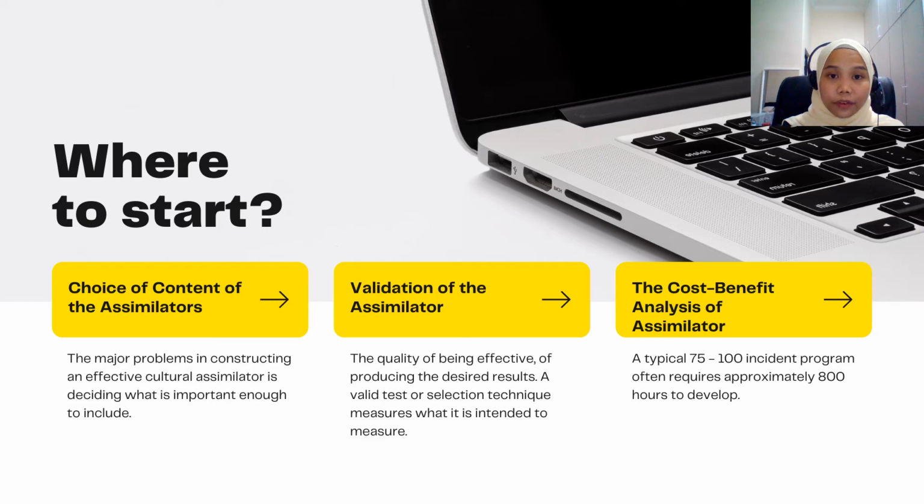Thirdly, the cost-benefit analysis of assimilators. The training assimilators method can be very costly. A standard program of 75 to 100 incidents also takes about 800 hours to create. Assuming that a trainer costs $50 per hour, including benefits, the cost per assimilator is approximately $40,000.